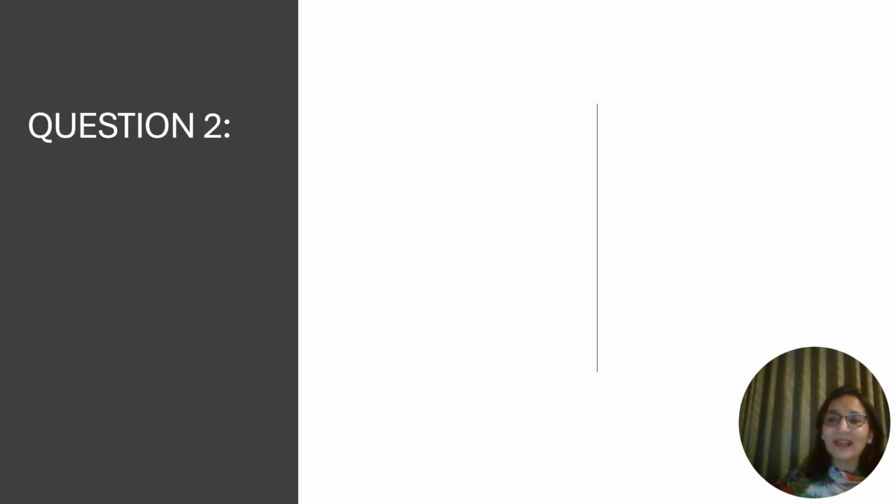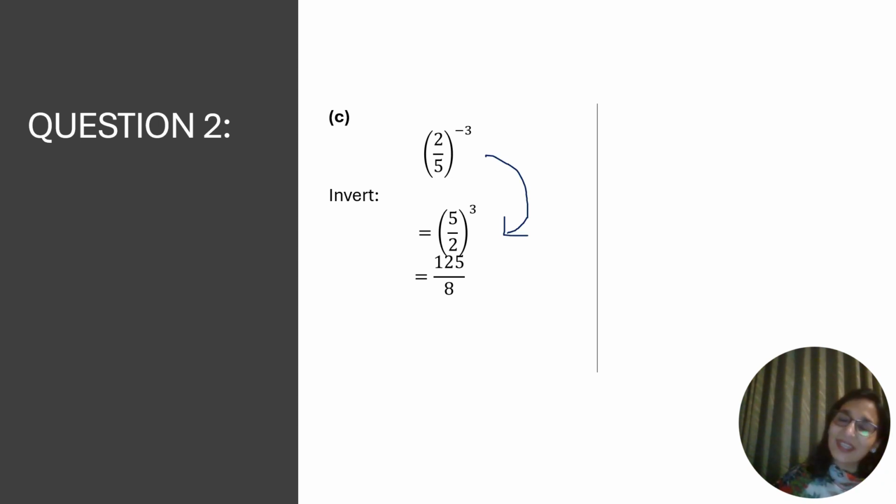Let's understand the other question, number 2, C part. It is 2 upon 5 to the power minus 3. How are we going to solve it, children? Again, you need to reciprocate, or we use the word invert. So 2 upon 5 becomes 5 upon 2 to the power 3. So 5 upon 2 to the power 3 means 5 into 5 into 5, and 2 into 2 into 2, that is 3 times. So you will get 125 upon 8.